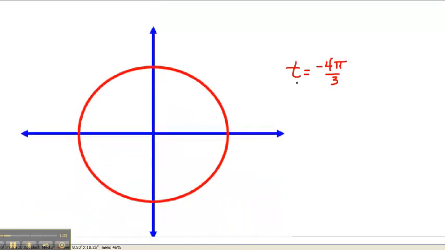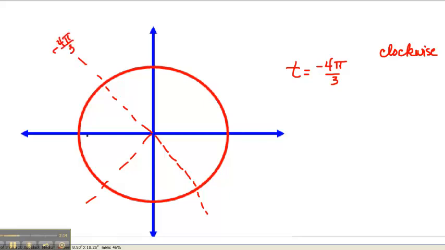Now, a negative angle, T being negative 4 pi over 3, would mean that we're going to go in the clockwise direction from 0. So where is negative 4 pi over 3? If I divide it up, we have negative pi over 3, negative 2 pi over 3, negative 3 pi over 3, negative 4 pi over 3.